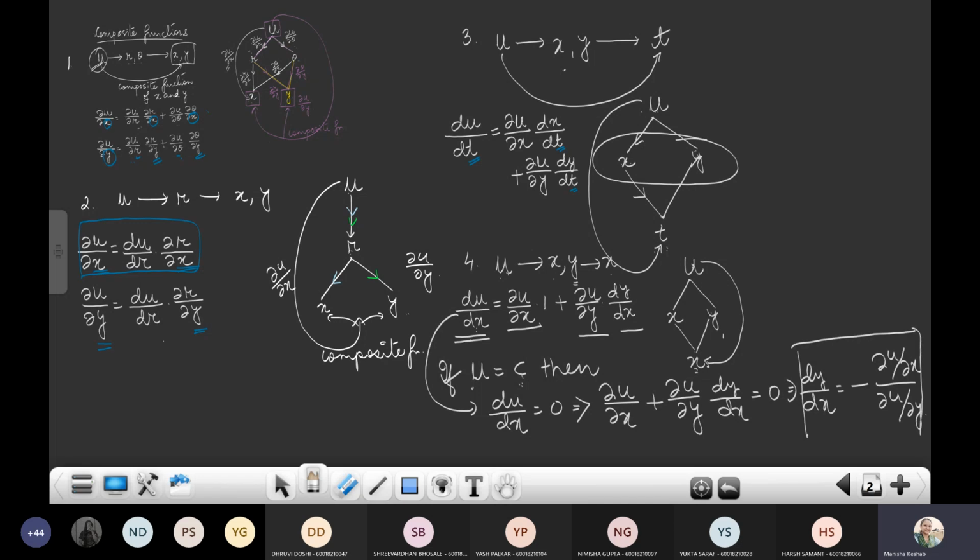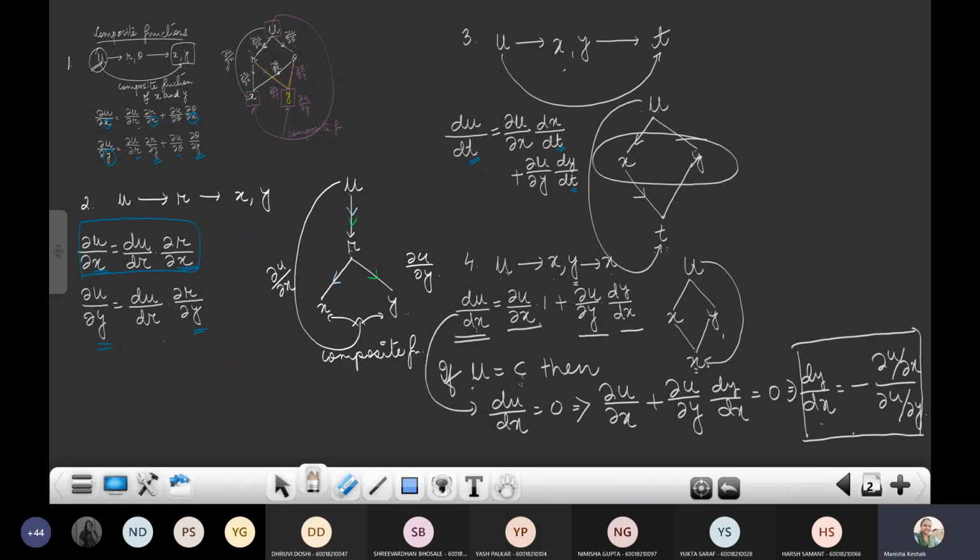And this is one of the very useful results that we can do. We can also directly find dy/dx, but if we consider that u is equal to c, then this becomes very easy, because partial derivatives are always easier compared to the total derivative. So this result is very important. This is what all the rules are. Now all problems will be based on any one of these rules.